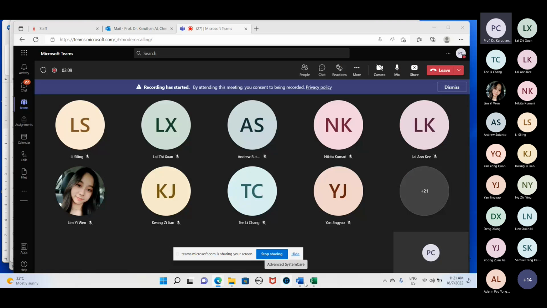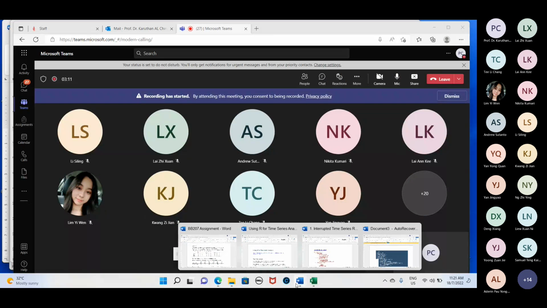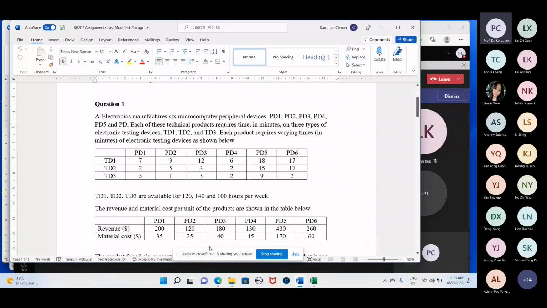So I'm sharing this Word file. Do you see the Word file? Yes. Right? Okay, question number 1. There are only 3 things now. Linear program. What problem is this? Question number 1. Linear programming. Anybody not sure of this? That's linear programming. Right.